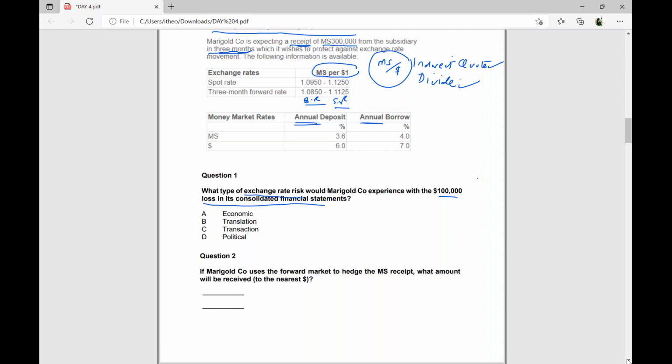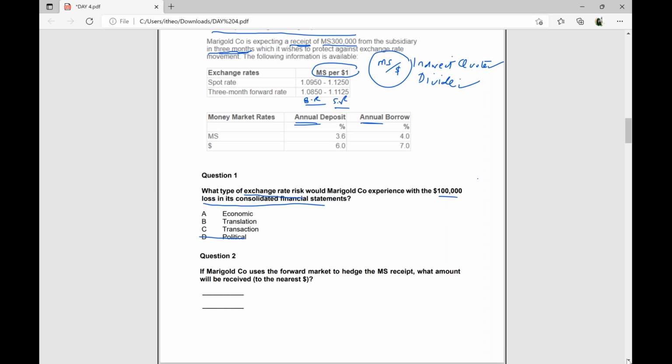So what type of exchange rate risk would Marigold face? Exchange rate risk is never D. So exchange rate risk is either economic, translation, or transaction. I never taught you that exchange rate risk is political risk as well. Exchange rate risk is of three types: translation, transaction, economic. So what type of exchange rate risk was experienced with the 100,000 loss in the financial statements?